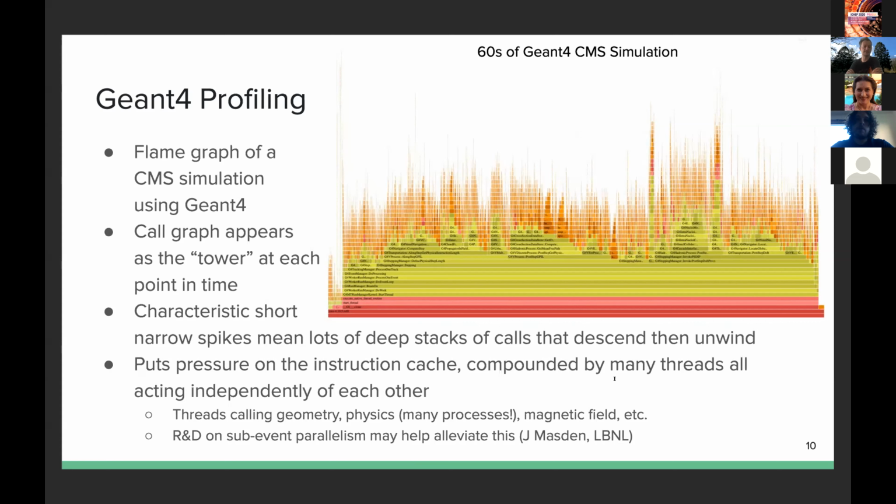And it's clear that this kind of profile puts a lot of pressure on the instruction cache. And this is compounded in multi-threaded Geant4 by the fact that all of the threads are acting independently of each other. So a thread might be following one particle and calling the geometry, another one might be calling physics, and there could be many different physics processes. Another one is doing the magnetic field. But a lot of the cache infrastructure on the CPU is shared, and this is very expensive.